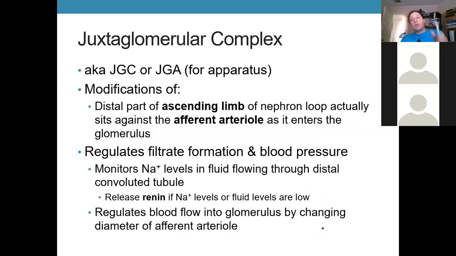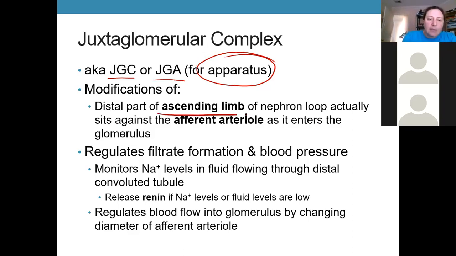Okay. One more big anatomical point is a major sensor that allows the kidneys to monitor the composition of the fluid that is becoming urine. So the juxtaglomerular complex, which is called the JGC or the JGA because some people call it apparatus, is made up of a couple of different things from different parts of the nephron. So the ascending limb of the nephron loop, right as it becomes the distal convoluted tubule, actually sits against the afferent arteriole as it becomes the glomerulus.